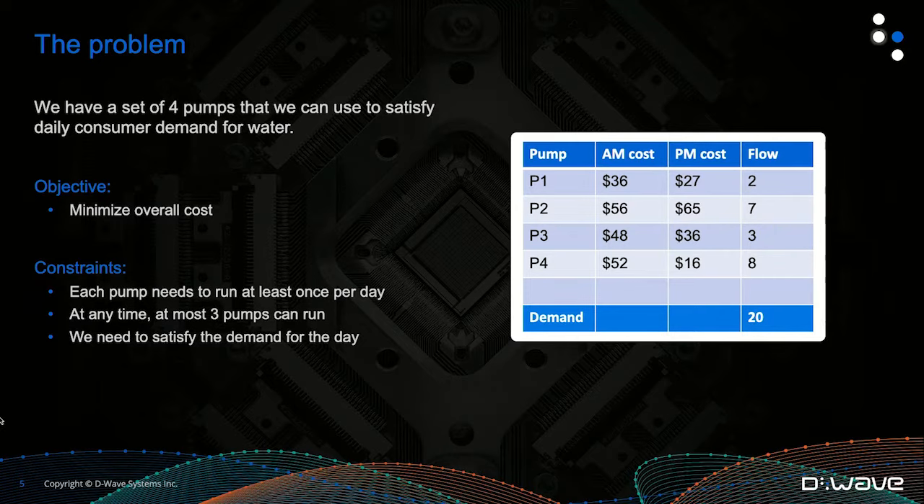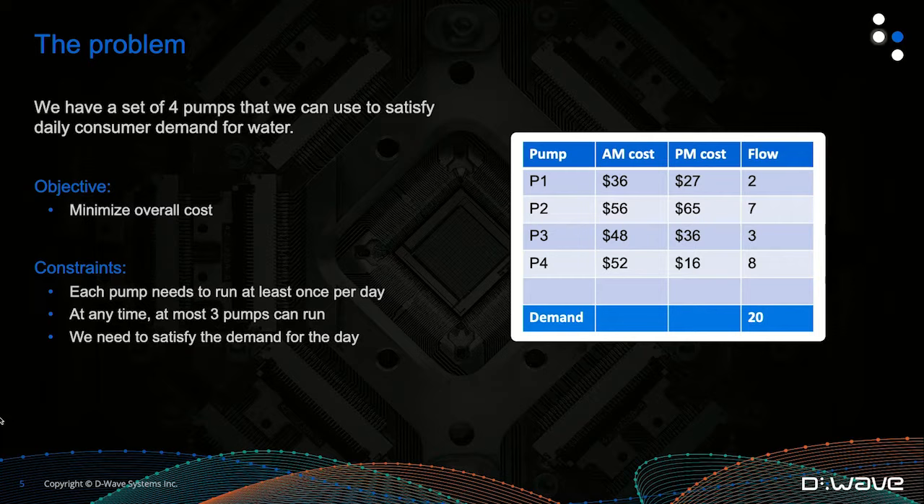We have 4 different pumps, as you can see in this table on the right, and each pump has a different cost to operate depending on what time of day we're going to use it. So for example, pump 1, P1, in the morning costs $36, and in the afternoon costs $27. Each pump also has a flow output, so a number of units that it can output at any given time. So for example, pump 1 in that far right column, you can see has a flow of 2.